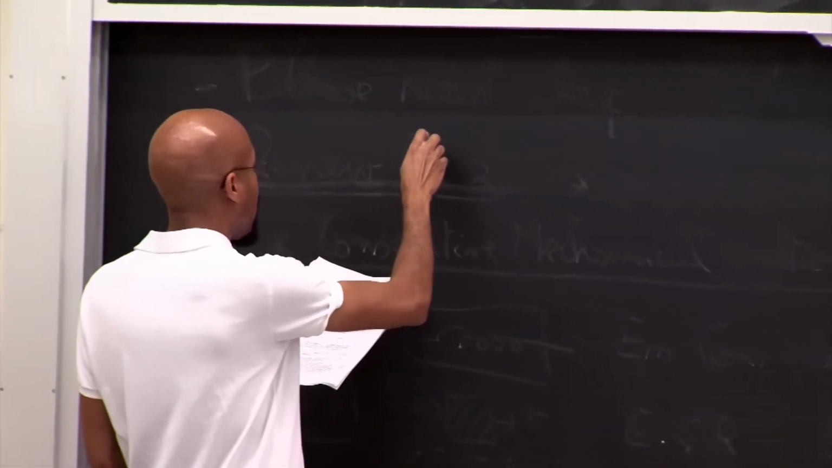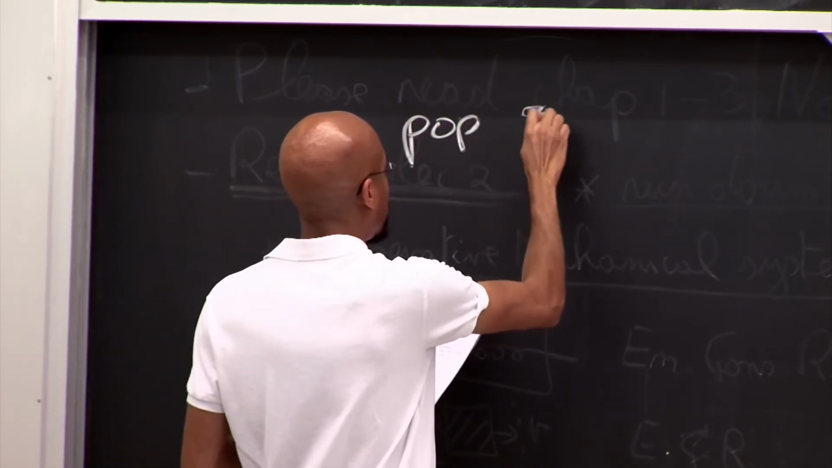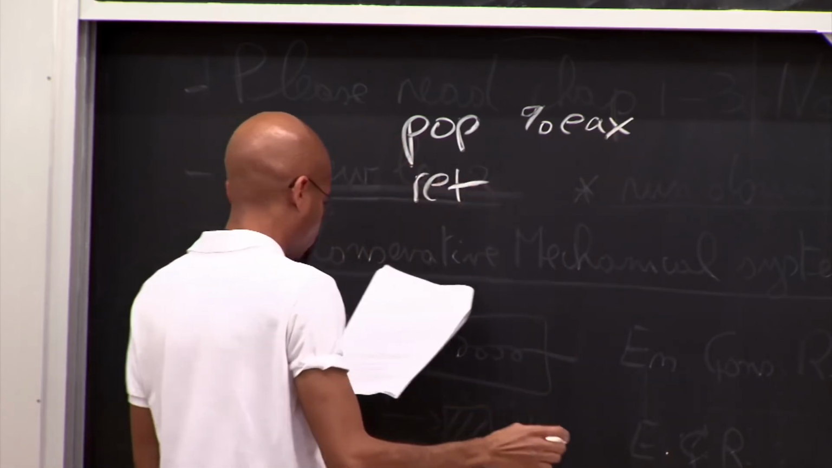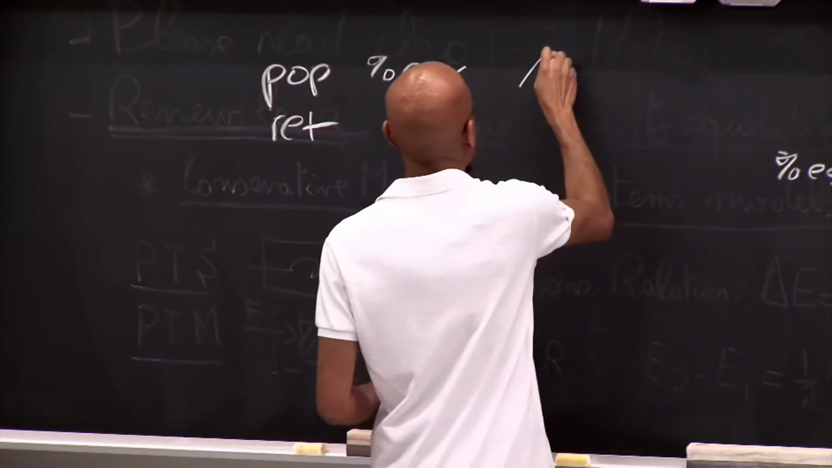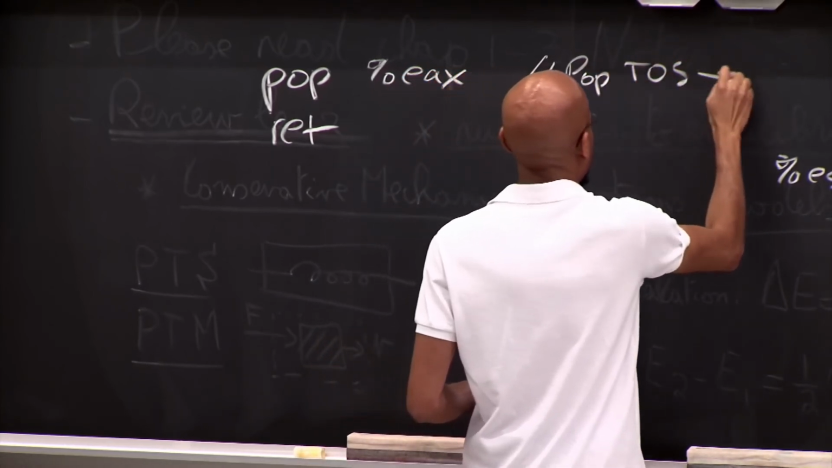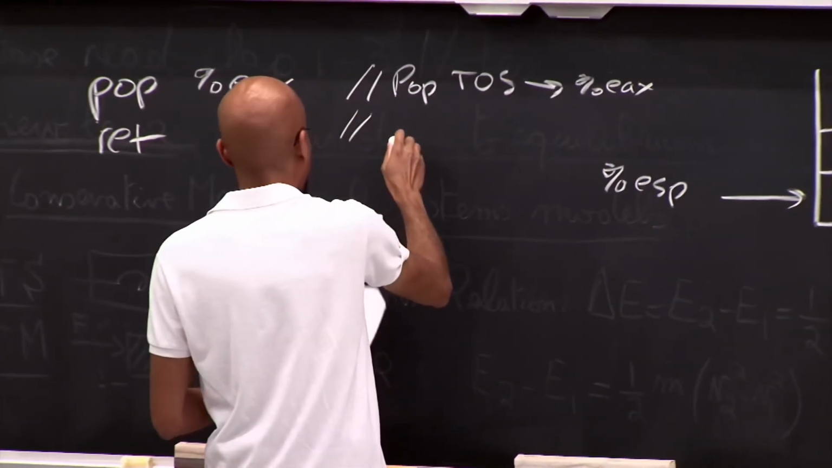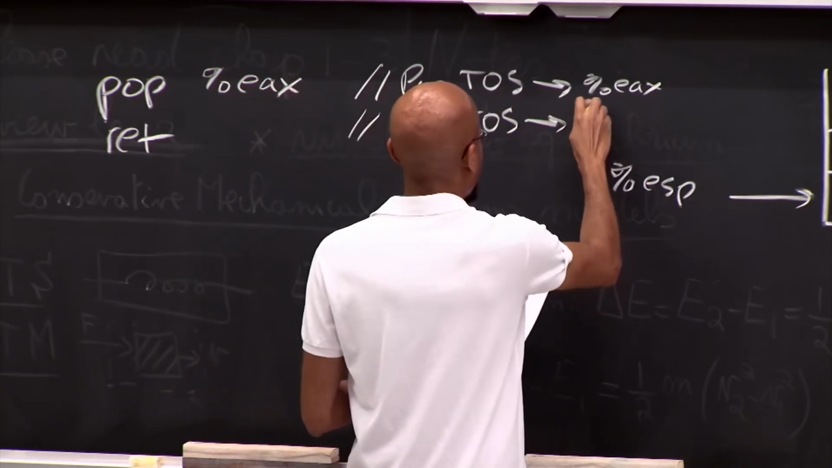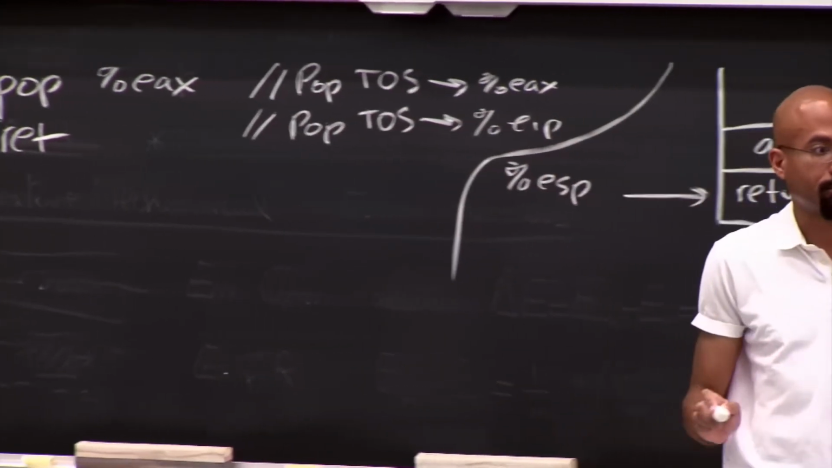What we need to do now is find the address of these two opcodes. So what is this? This is pop into EAX. What does this do? It takes the top of the stack and puts it into the EAX register. And what is the ret instruction going to do? It pops the top of the stack and puts it into EIP, the instruction pointer.